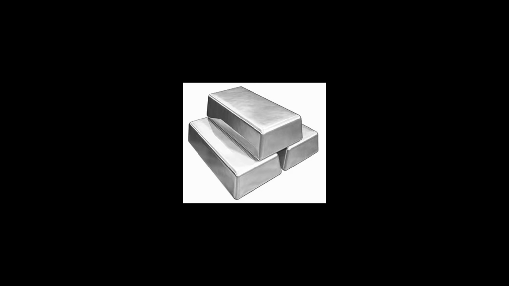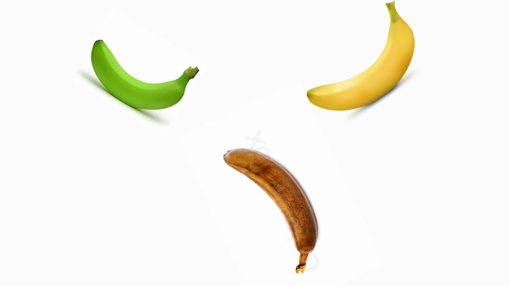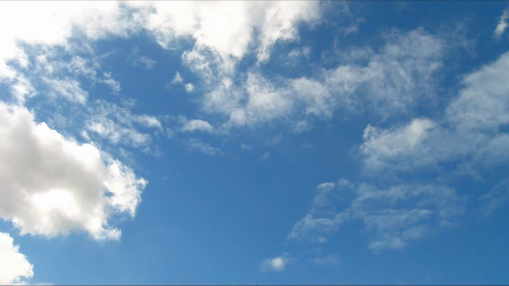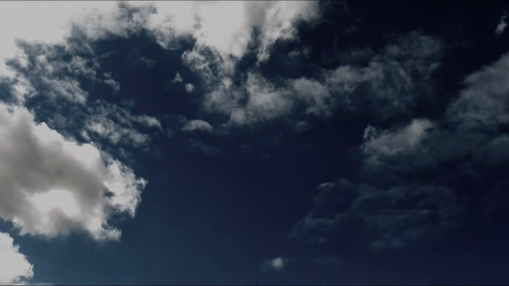Did you know that silver doesn't have to be silver? Bananas can be green, yellow, brown, and eventually black. The sky can transform from a melancholy red to a blue and then to a grey. But what if I told you that silver can in fact form every tinge of the rainbow?